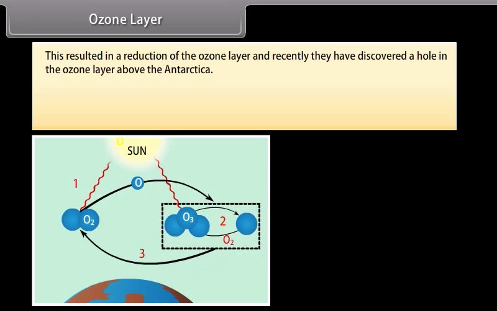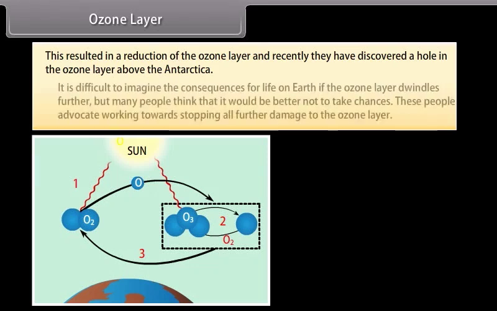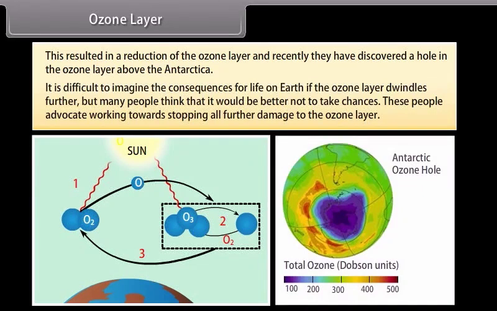above the Antarctica. It is difficult to imagine the consequences for life on Earth if the ozone layer dwindles further, but many people think that it would be better not to take chances. These people advocate working towards stopping all further damage to the ozone layer.